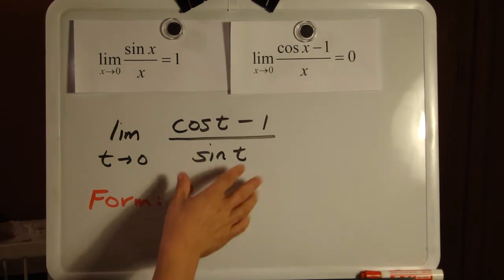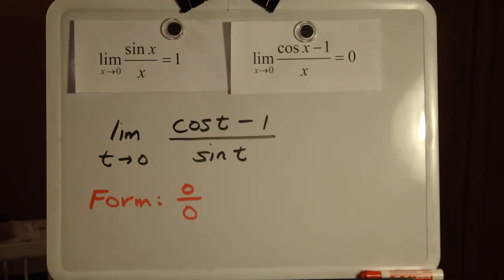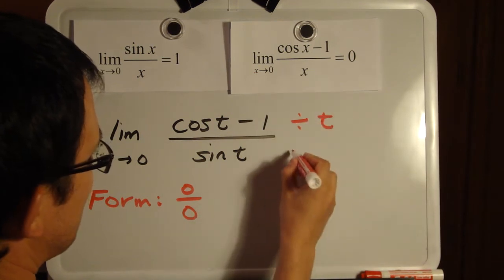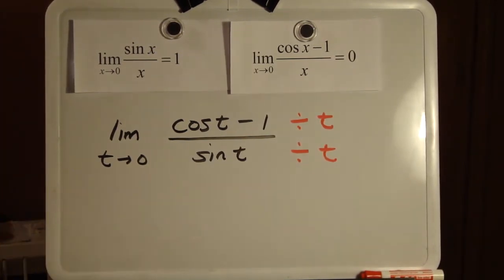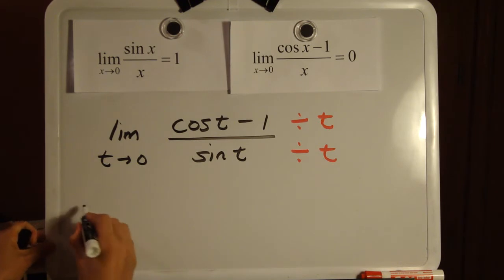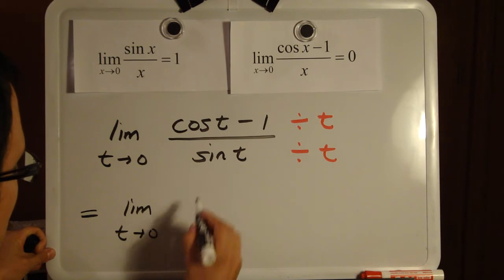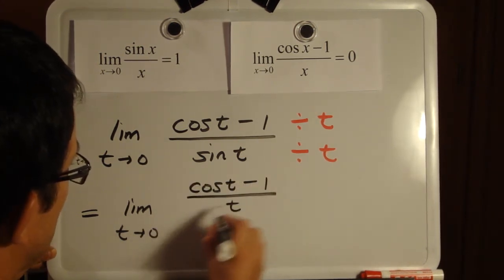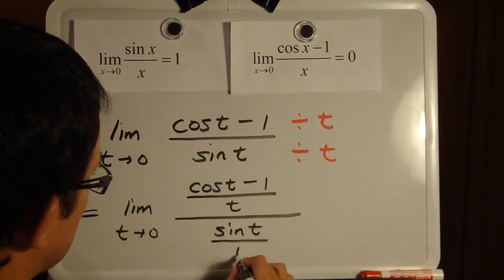So all we want to do here is to modify this problem in some way so that we can make use of these special limits. So what we can do here is to introduce an extra t. We can divide the top and the bottom by t and see what that accomplishes. So we're going to take a look at this limit here. So this will be the limit as t goes to 0. And now the top will look like the cosine of t minus 1 divided by t, and then the bottom portion will be the sine of t over t.